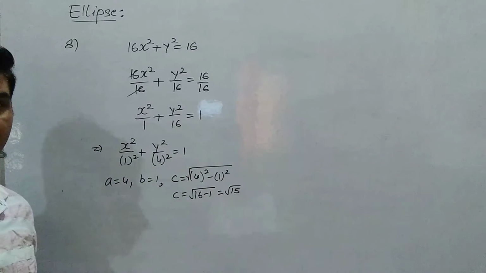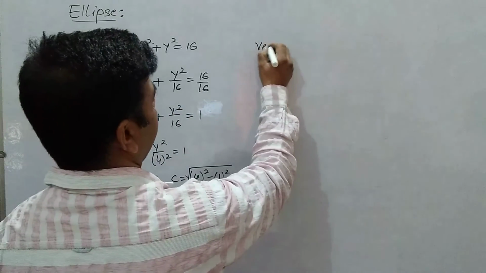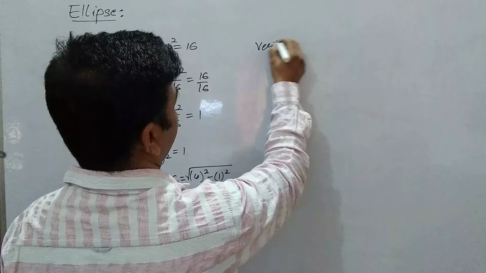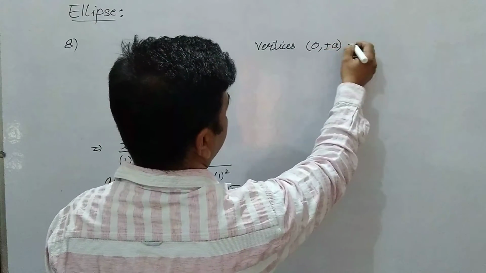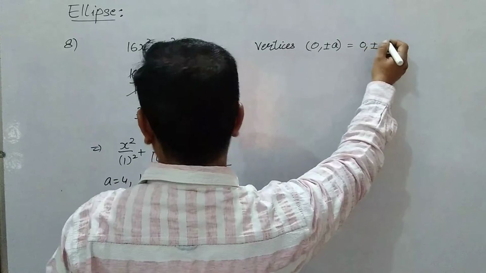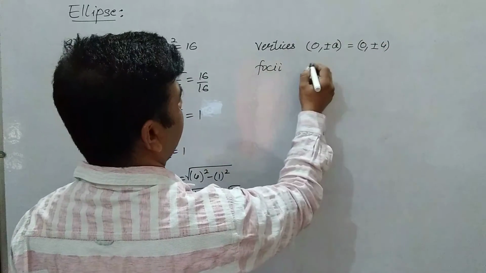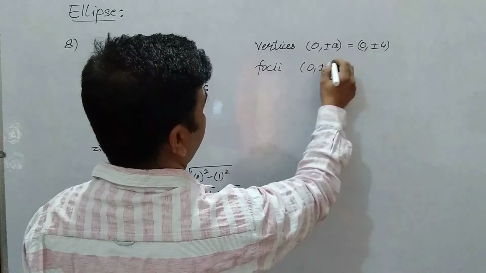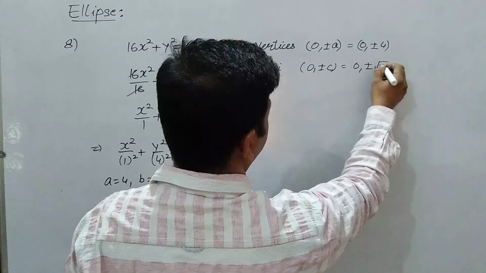Now you can write down each and everything about this ellipse. Vertices are given by 0 comma plus minus a, and this is 0 comma plus minus 4. The foci are given by 0 comma plus minus c, and these are 0 comma plus minus root 15.